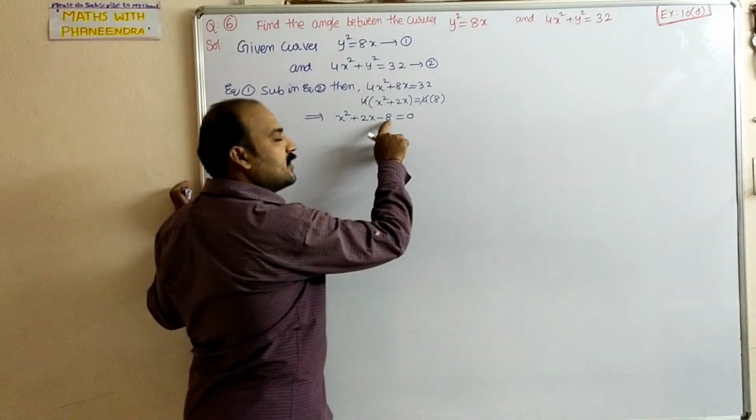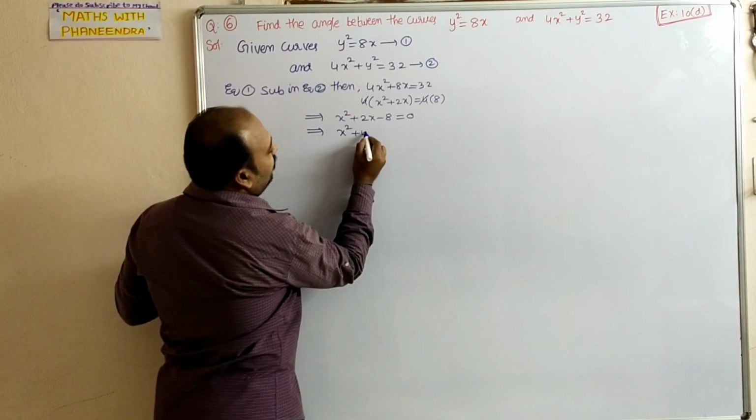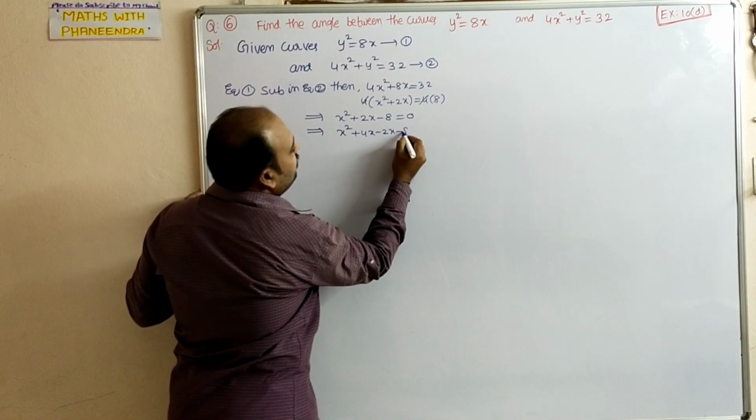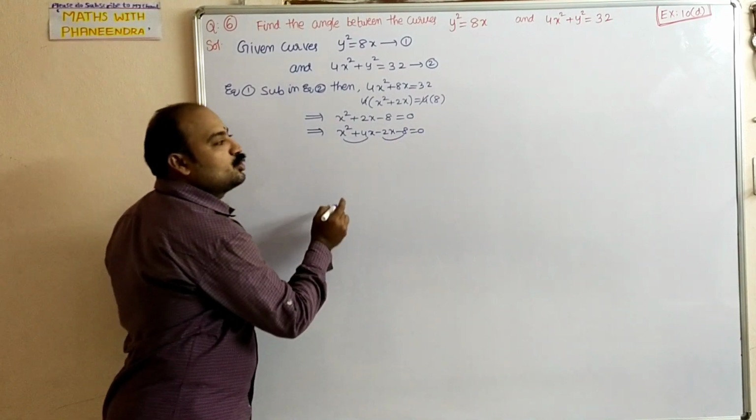Here, factors of 8 are there. So we can write it as x square plus 4x minus 2x minus 8 equal to 0. From these two, x take common; from these two, minus 2 take common.